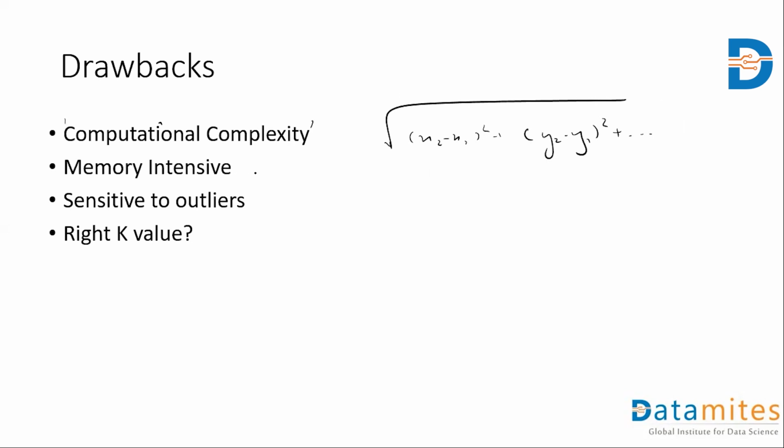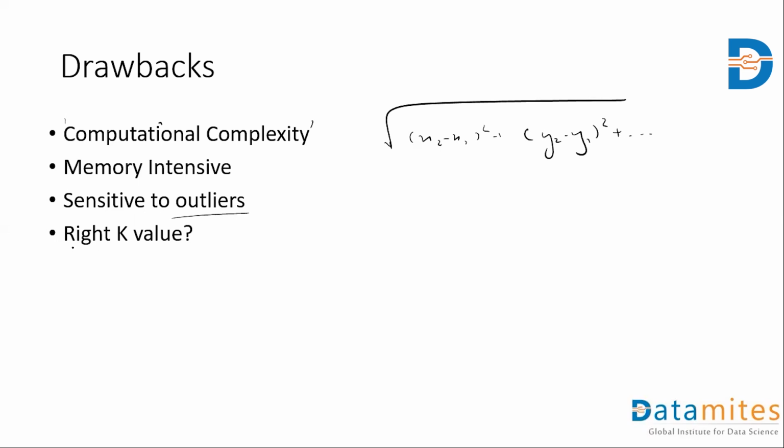It is quite memory intensive. That is to say, since it's a lazy learner and it does not learn any parameters, what it just does is it stores the entire training data with itself, right? Which is why it's quite memory intensive, right? Since it is an algorithm that is depending on distance measures, it naturally becomes very sensitive to outliers, right?